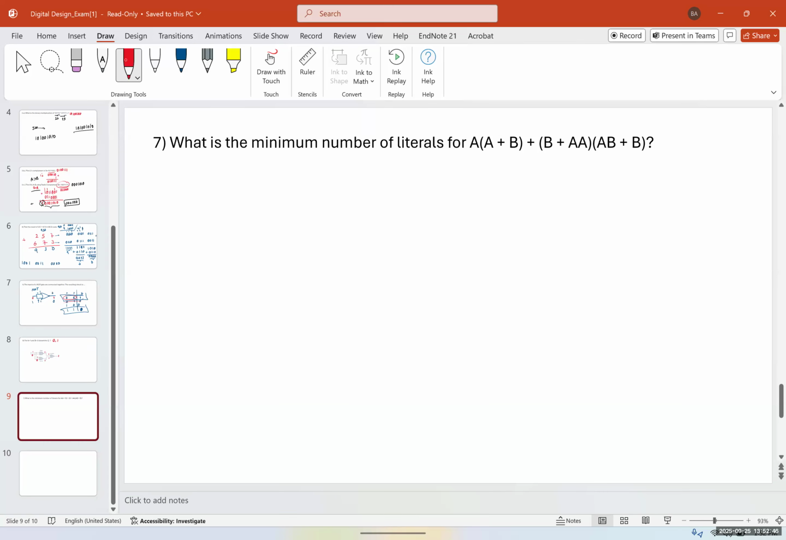Very close, but no. So can I use algebra like this? That's AA and that's AB. I can do that. And I can multiply those together, right? And AA is just A, right? What if it's BBA? That's just AB.